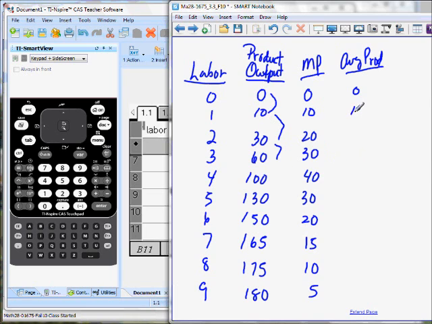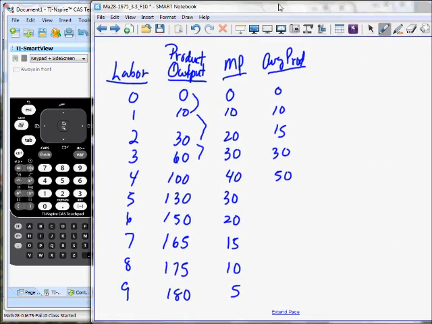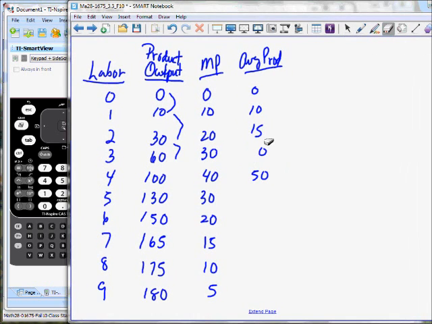So 10 divided by 1 is 10. 30 divided by 2 is 15. 30, 50. Am I doing this right? No. The average, the marginal? You take, oh yeah, good point. So 1 would be 20, because 60 divided by... That's right. Okay. Sorry about that. Just a little slip of my thoughts there. So that would be 20 here, because 60 divided by 3 is that.